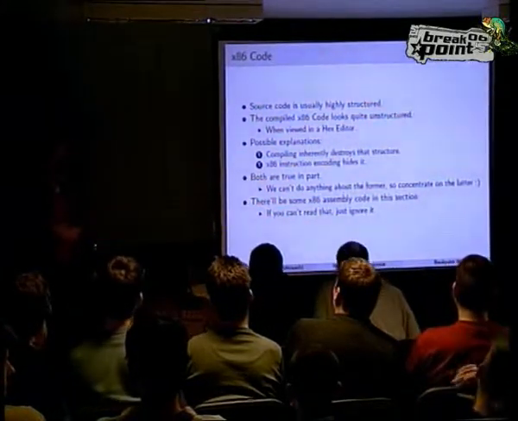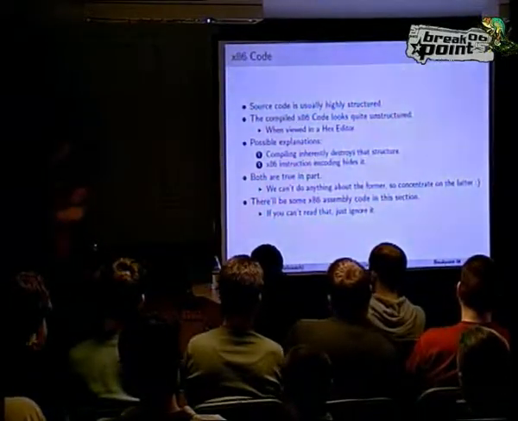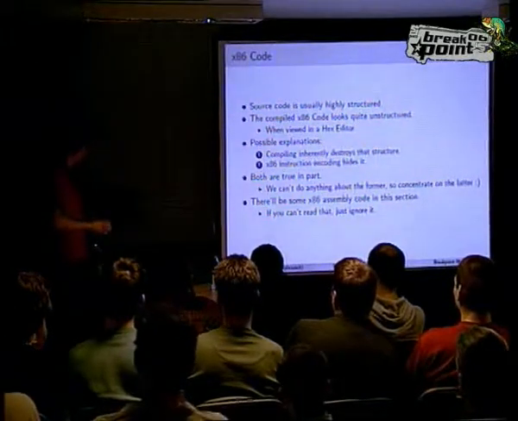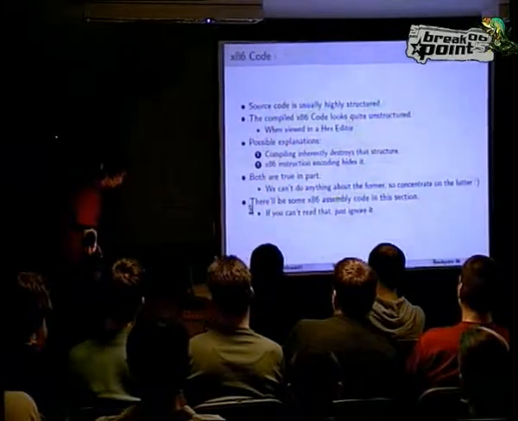There'll be some assembly code in this section, Intel assembly code. If you can't read that, just ignore it. It's not that important to understand it. It's all color-coded, so you can see what's going on and see what I'm talking about.